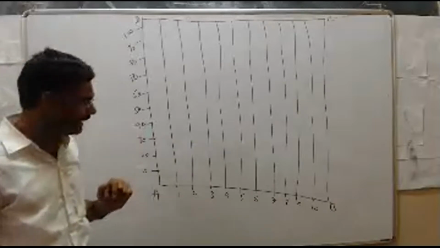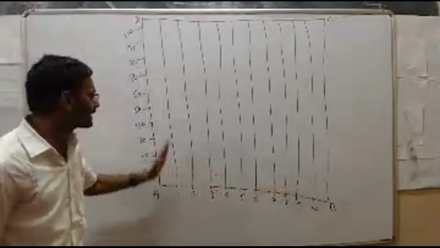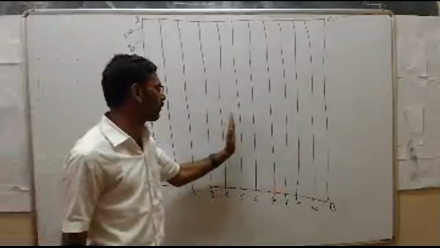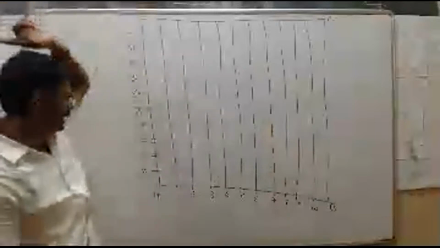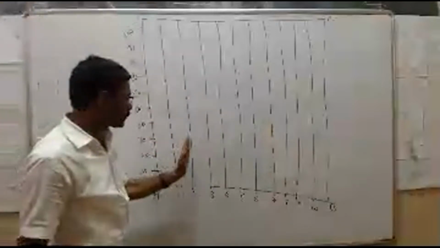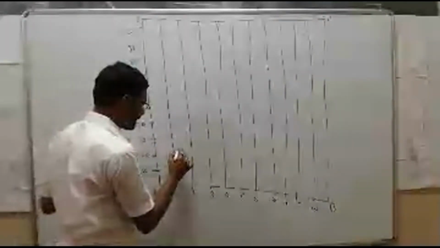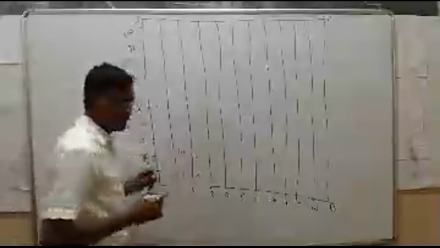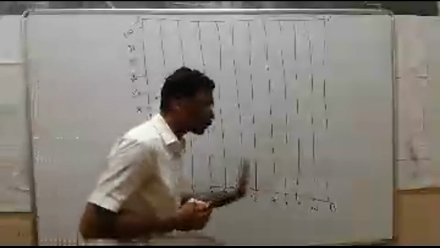Here there are 10 lines. There are how many lines? 10 lines. 1, 2, 3, 4, 5, 6, 7, 8, 9, 10. There are 10 lines from A towards D. The distance between each line is how much? 1 meter.